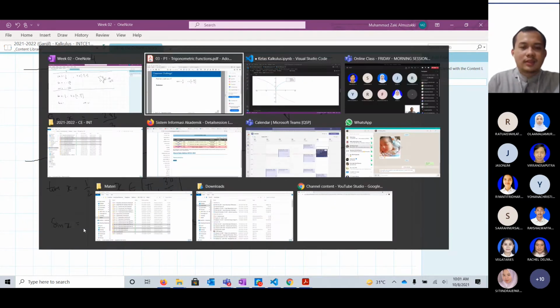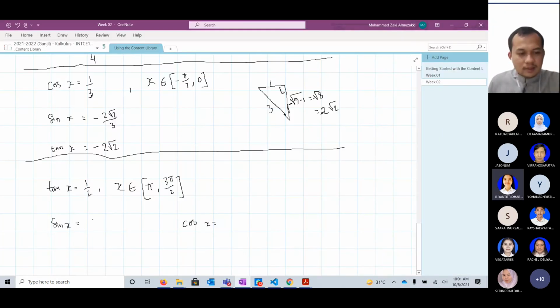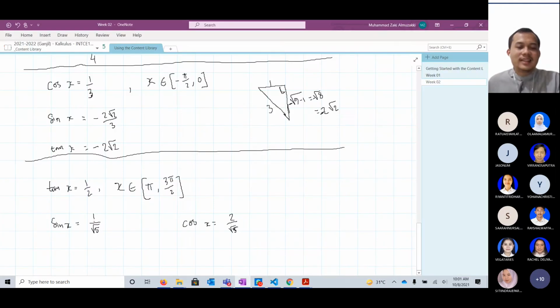So anyone knows what is sine of x? Can I answer, sir? Yes, of course. I'll answer in Indonesian. Yeah, sure. For sine x, I got 1 over square root of 5. 1 over square root of 5. And what is cosine of x? 2 over square root of 5. Yes, that is Rianti's answer.